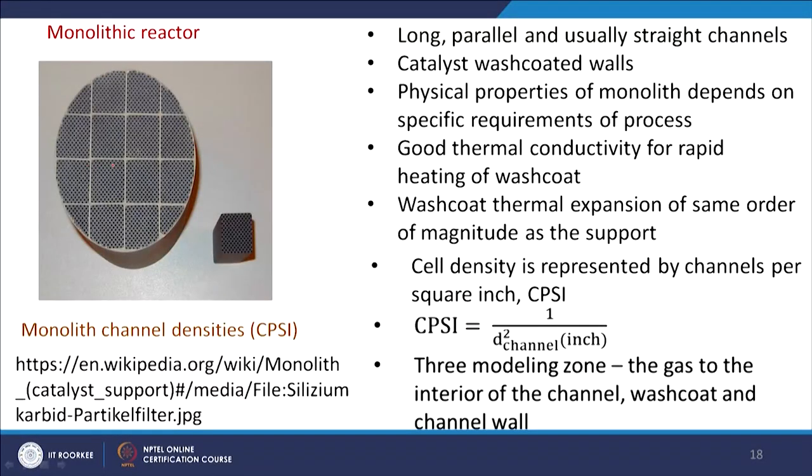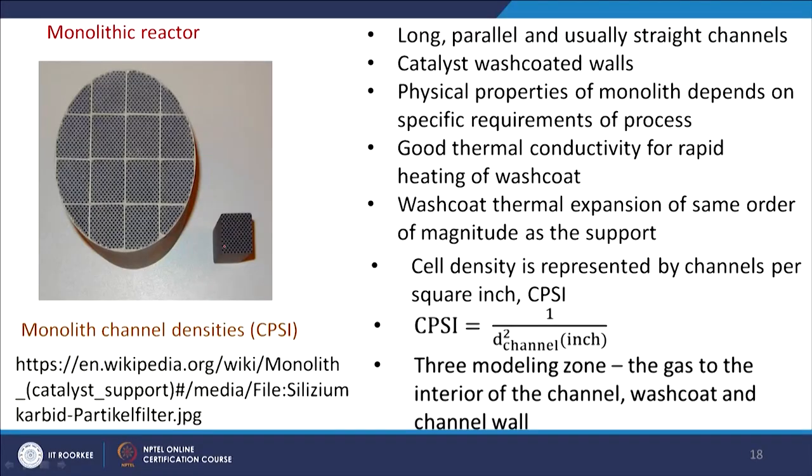So, it is like a honeycomb structure. We can say a number of circular or square shaped channels are made, and this is a honeycomb like structure. So, it is also similar to the microchannel. Here also we can put the catalyst loading inside and wash coating, and only the improvement in the design is available in this case. Long parallel and usually straight channels and catalyst wash coated walls, and physical properties of monolith depend on specific requirements of process, and good thermal conductivity for rapid heating, and the wash coat thermal expansion of the same order of magnitude as the support.